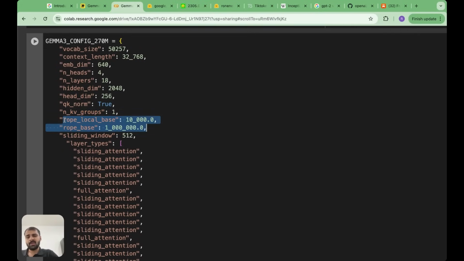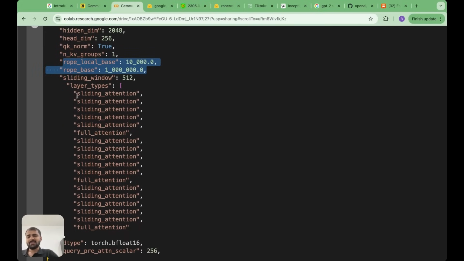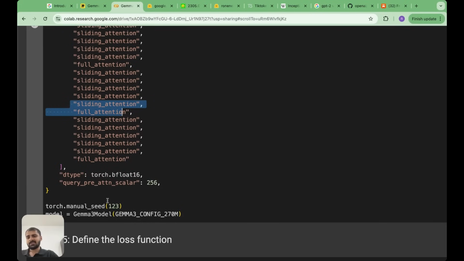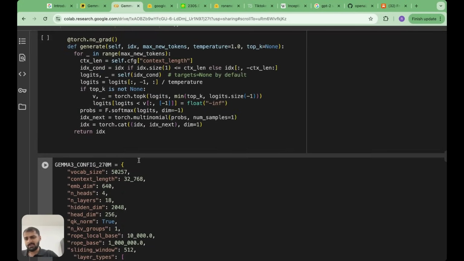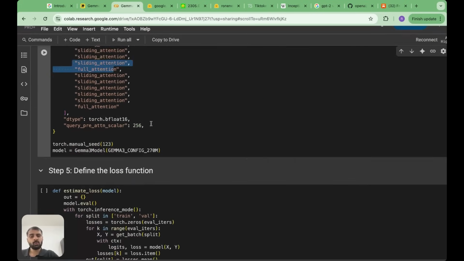These values are for root tree positional encodings. And as I said, in the 18 transformer blocks, 15 of them have sliding attention and 3 of them have full causal attention, as I mentioned. This is the only configuration which we need to know.